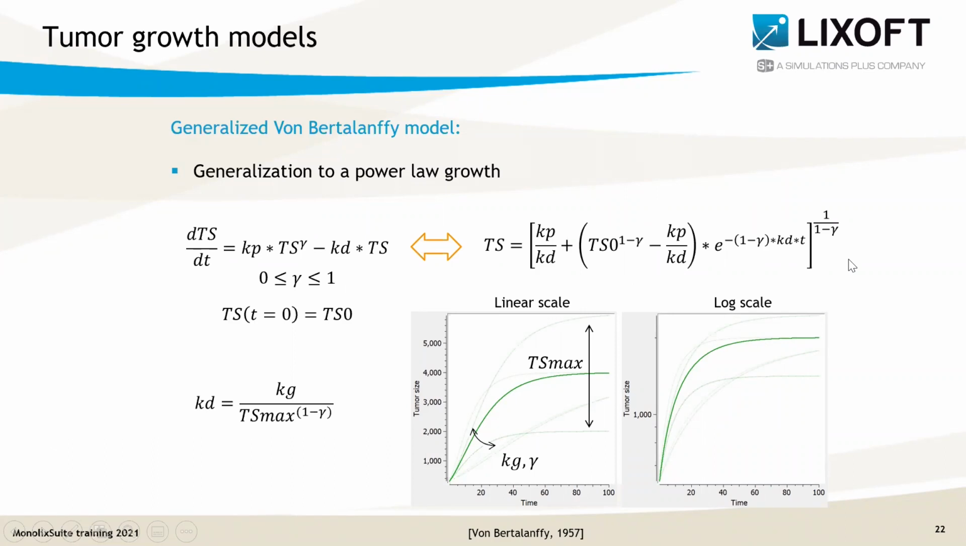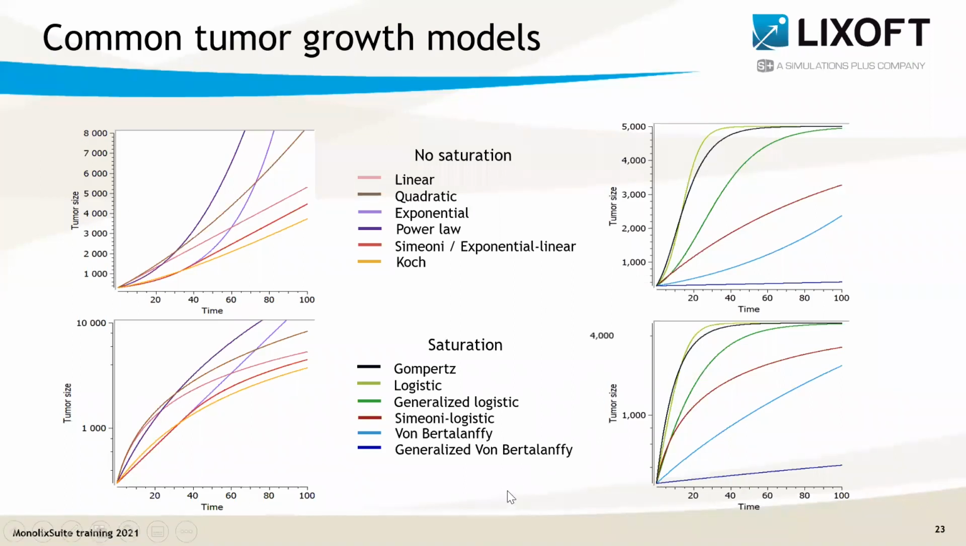So now that we have seen all these tumor growth functions, we can compare on these figures the different models without saturation on the left and with saturation on the right for typical parameters on linear scale and on log scale. So on this figure on the left, we can see that the exponential model in purple has the fastest growth after some time, followed by the quadratic in brown. And the linear, exponential linear, and Cork model all follow a linear growth after some time. And the power law in dark purple has a faster or slower growth than the exponential, depending on the gamma exponent.